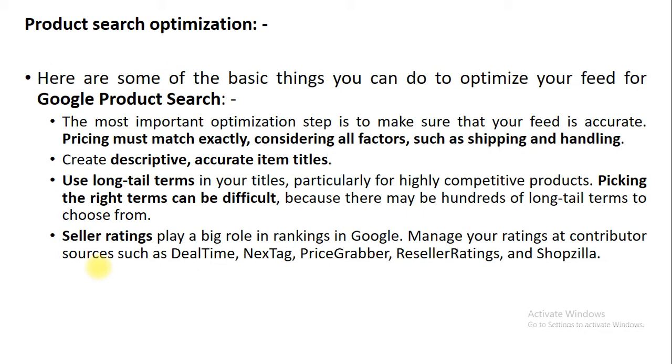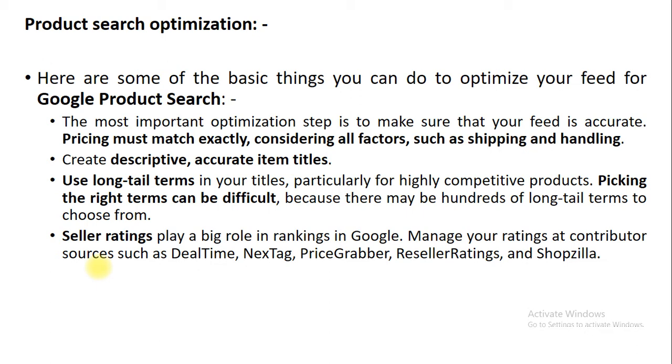Next is called seller ratings play a big role in the ranking in Google. So nowadays you people have a facility of rating and reviews for a particular product. So seller rating plays a huge role in the ranking of Google. Google always refers to rating for a particular product, and those which contain higher ranking, that product would be on the top of the list.